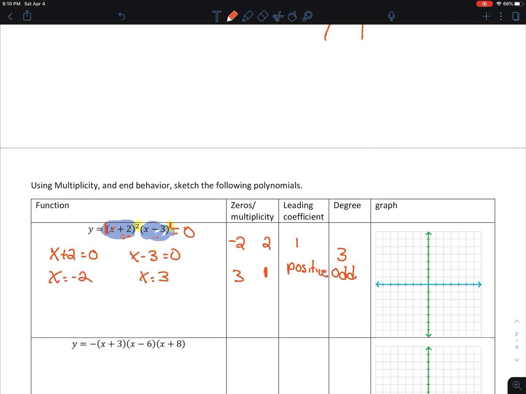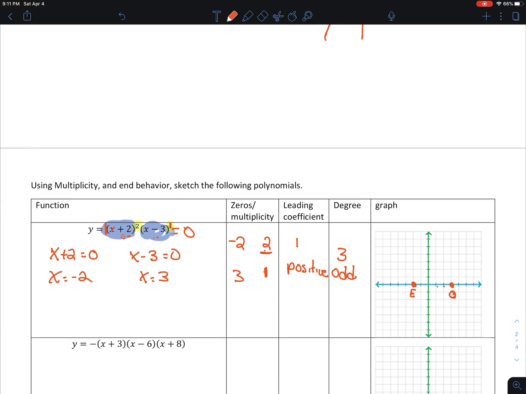So we're going to use what we learned in the previous video and multiplicity to graph this. So we know we have a 0 at -2. And because it has even multiplicity, I'm going to put an E here to tell me that it has even multiplicity. It's just going to kiss the graph. And then we have another 0 at 3, 1, 2, 3, and it's odd, so it's going to go through the graph.